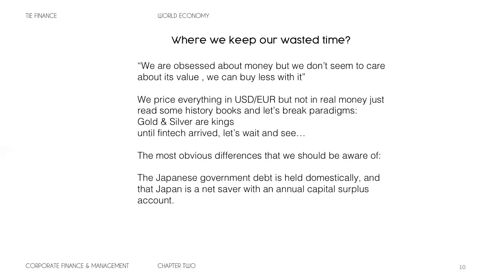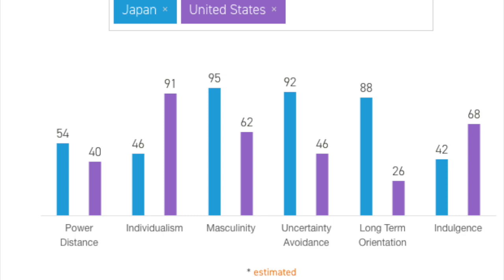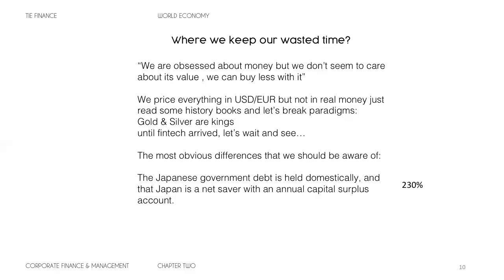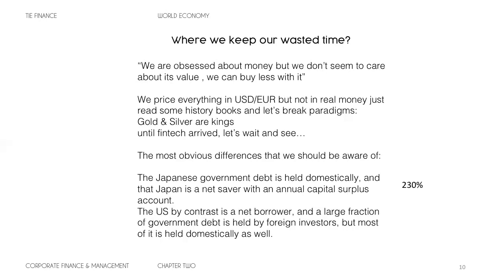The Japanese government debt is held domestically, and Japan is a net saver with an annual capital surplus account. So the Japanese culture basically tends to save a lot of money, and they're very hardworking. And the debt to GDP is already at 230%. In contrast, the US economy is a net borrower, and a large fraction of government debt is held by foreign investors. But most of it is held domestically as well.